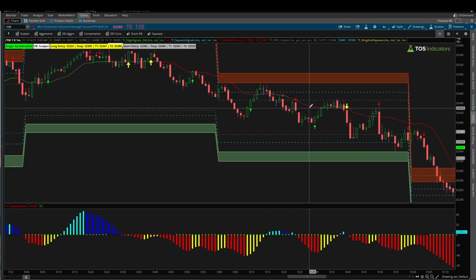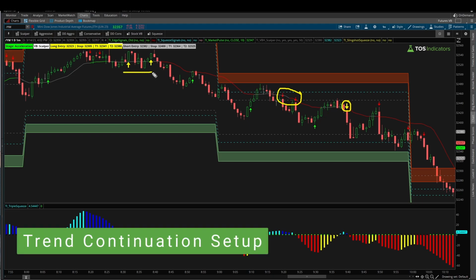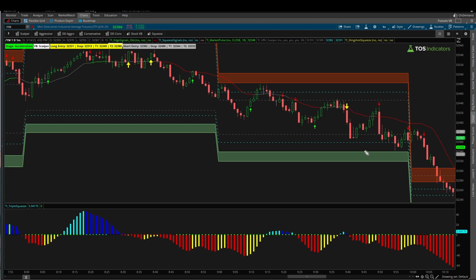Now, we had two entries during the lunchtime hour using the edge signals indicator. And we also had one with the slingshot squeeze, the same idea here, except this time we're looking for the momentum to fire short, which it did here, and it took us straight into the target line.